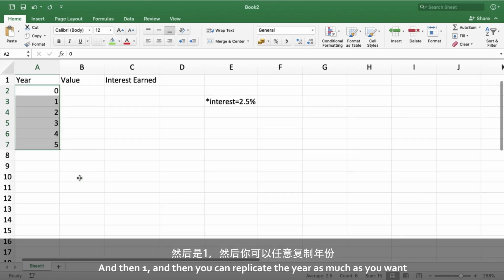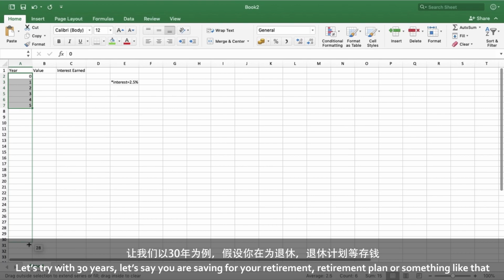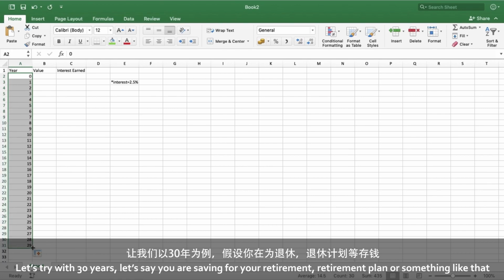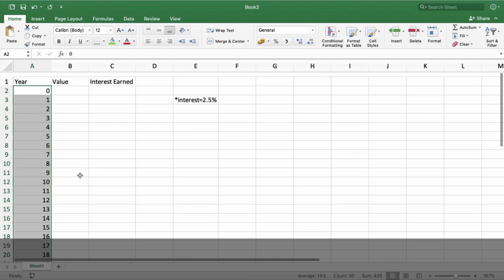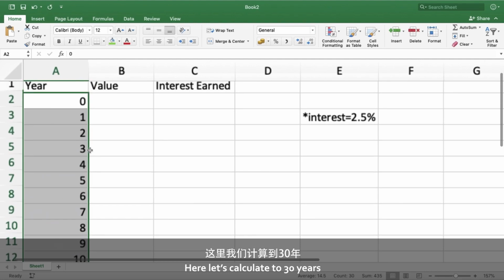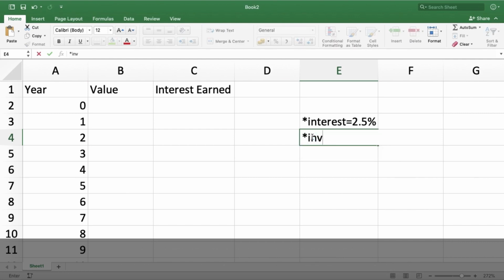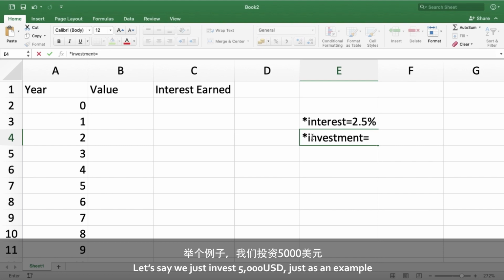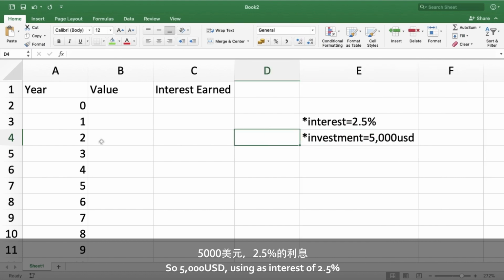and then you can replicate the year as much as you want. Let's try with 30 years. Let's say you are saving for your retirement, okay? It's a retirement plan or something like that. Okay, let's calculate into 30 years. So the value will be our investment, the amount that we want to invest. Let's say we just invest 5,000 USD, okay? Just as an example. So 5,000 USD using an interest of 2.5%.